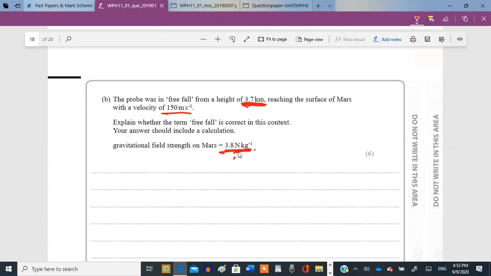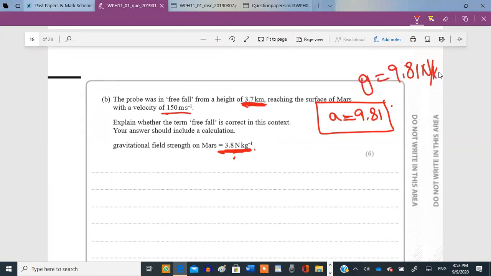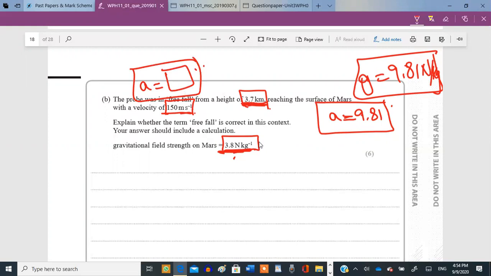Well, what motion do we call free fall when it is on Earth? When the acceleration is 9.81 and it's constant at that particular value, and the air resistance is negligible. And 9.81 is actually the gravitational field strength of Earth, right? In this case, the gravitational field strength of Mars and the height is 3.7 kilometers, and the velocity is given to you. All we need to do is just calculate the acceleration. If that acceleration turns out to be the same as the gravitational field strength of Mars, then yes, it's in free fall. And if not, then it's not.